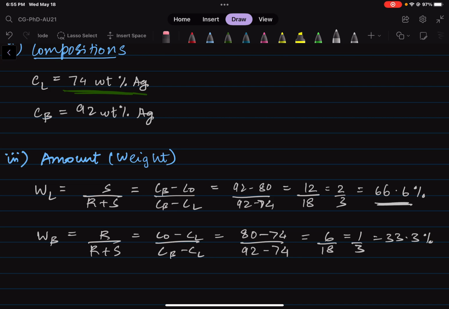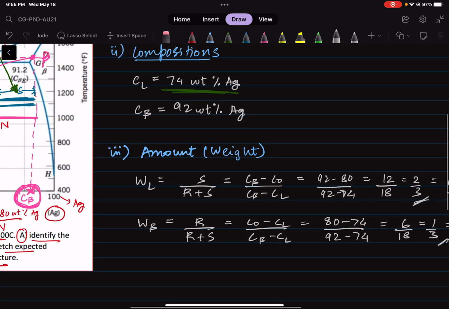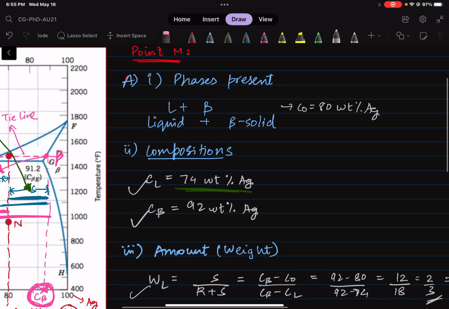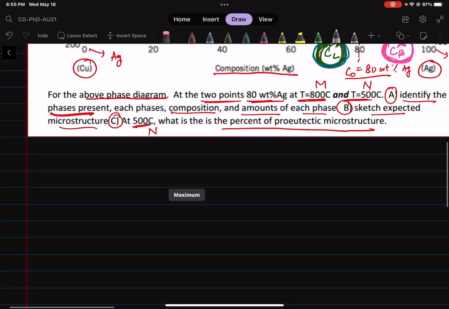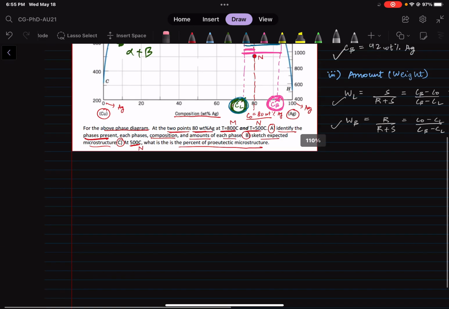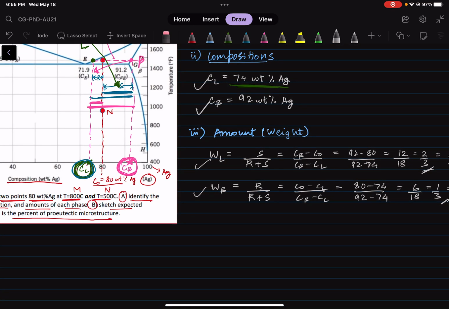You could write this in percent form, you could write this in fraction form, you could even just write this in decimal. So 0.66, and this will be 0.33, and so on. So this is how you can find the weight of the individual phases, the composition of the individual phases, and what are the phases present. Let's try to do the same thing for point M, and you could even stop at this point, or let's first draw the microstructure at this point. So that would be the part B of this question.